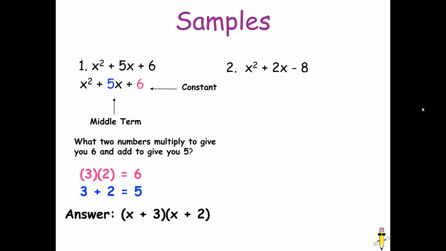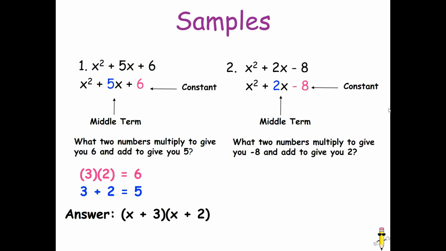Number 2, we have x squared plus 2x minus 8. Again, we're going to identify. This is my middle term, my 2x, and then my constant is negative 8. I need to figure out what, if I multiply it together, gives me negative 8, but if I add it gives me 2. And one of the things I definitely need to pay attention to is this sign right here. This sign is a huge giveaway.